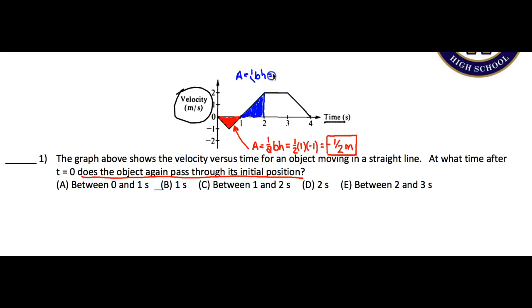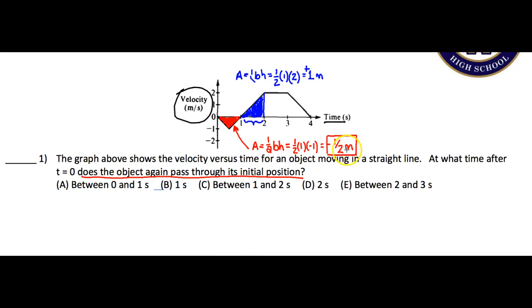I'm going to use, again, 1/2, but the base in this case is going to still be 1 second, but the height is going to be a positive value, and it's going to be 2. So we can see then that 1/2 of 1 times 2 is 1 meter. So this is positive 1 meter that I go over this interval of 1 to 2 seconds.